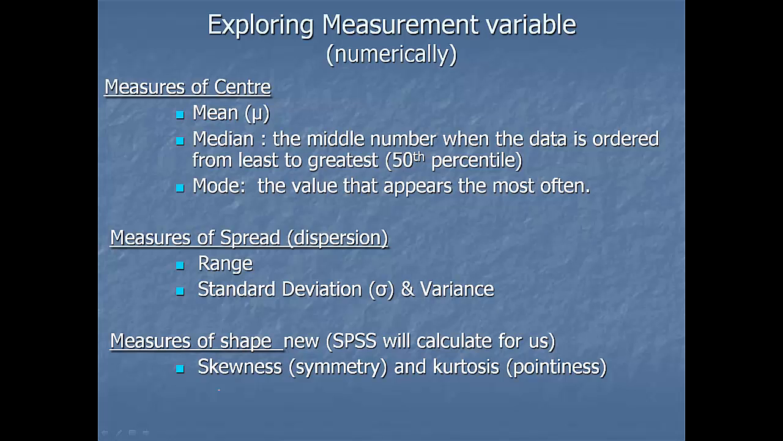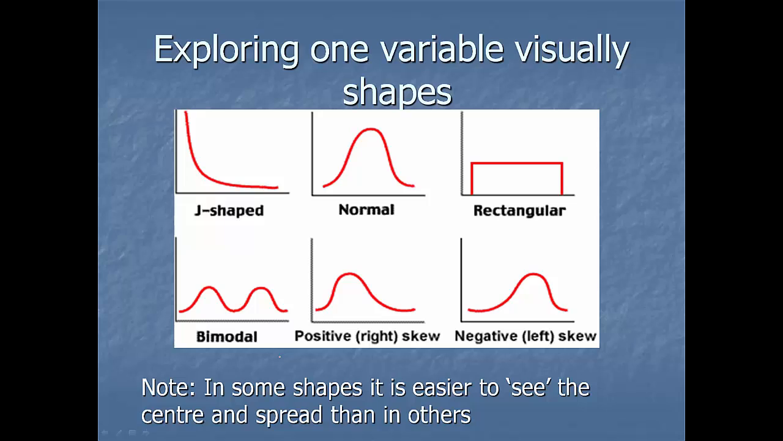Now, measures of center. Again, just a review for you. Range, standard deviations, measures of spread, and measure of shape. This is new. SPSS will calculate skewness and kurtosis. Skewness is symmetry. Is it leaning a little to the left or to the right, or is it pulled out? Is there a tail of some sort?